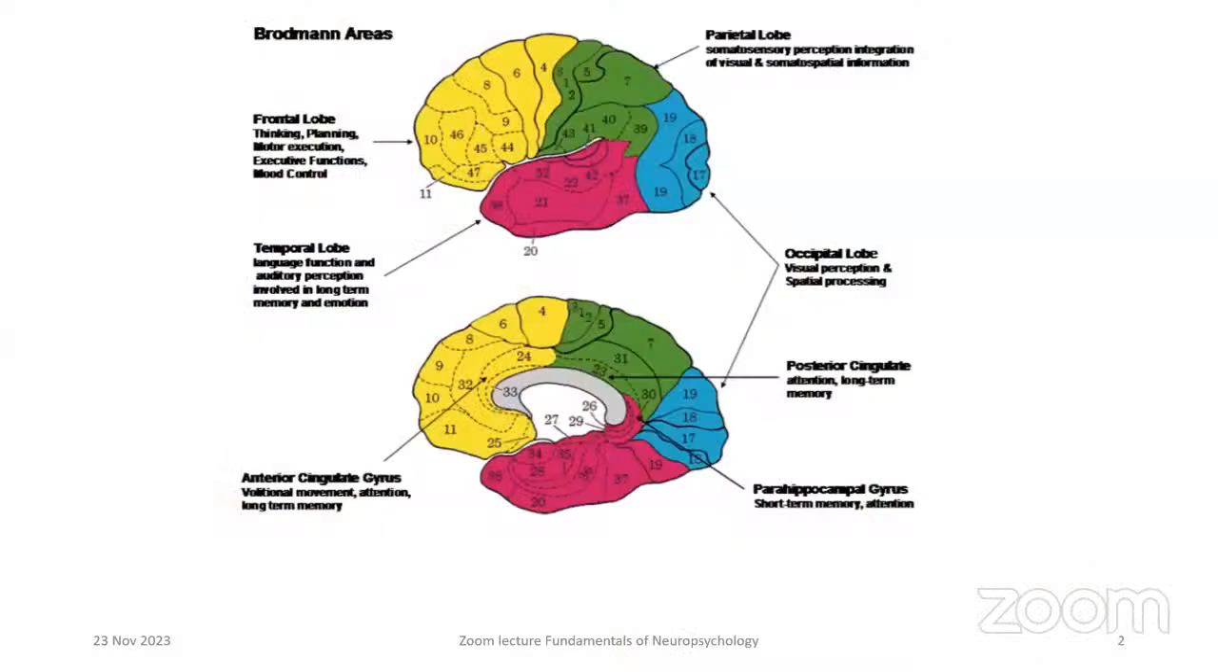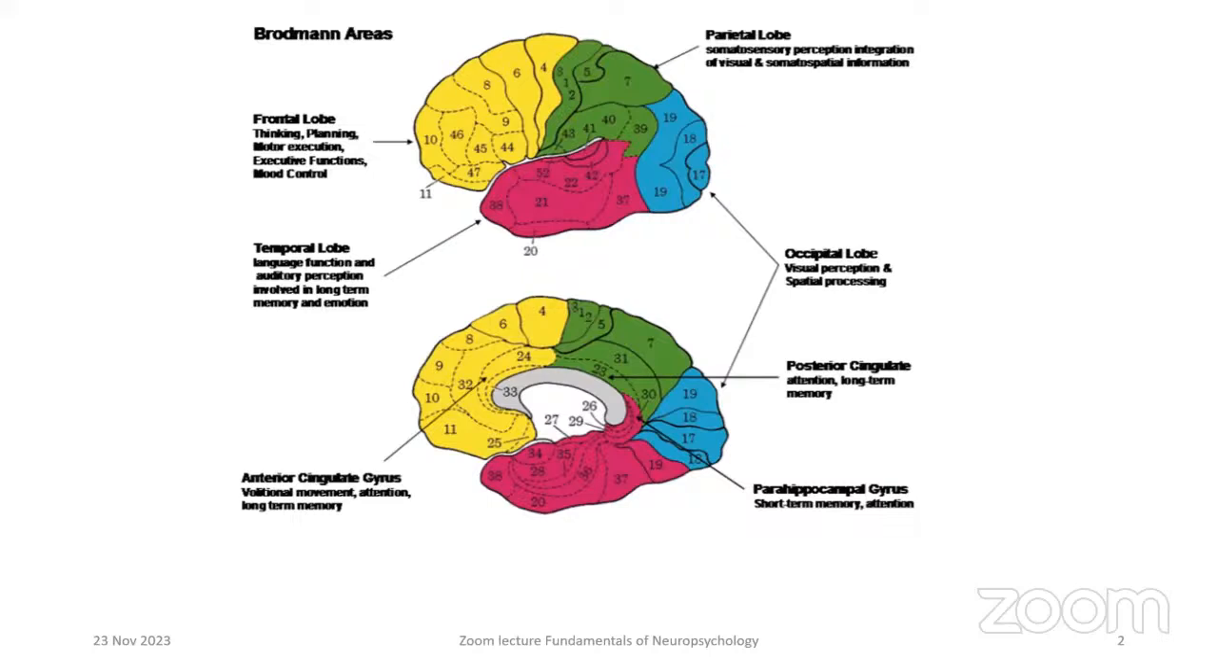Just to recapitulate the broad main areas which I have shown, you should be able to identify the areas in the frontal lobe, parietal lobe, occipital lobe, and temporal lobe, lateral aspect and medial aspect. To highlight certain functions of these lobes, the frontal lobe is very important. It is responsible for thinking, planning, motor execution, executive functions, mood control, etc. Also, the anterior cingulate gyrus is involved in volitional movement, attention, and long-term memory. That's what the anterior cingulate gyrus is, which is seen in the medial aspect of the frontal lobe.